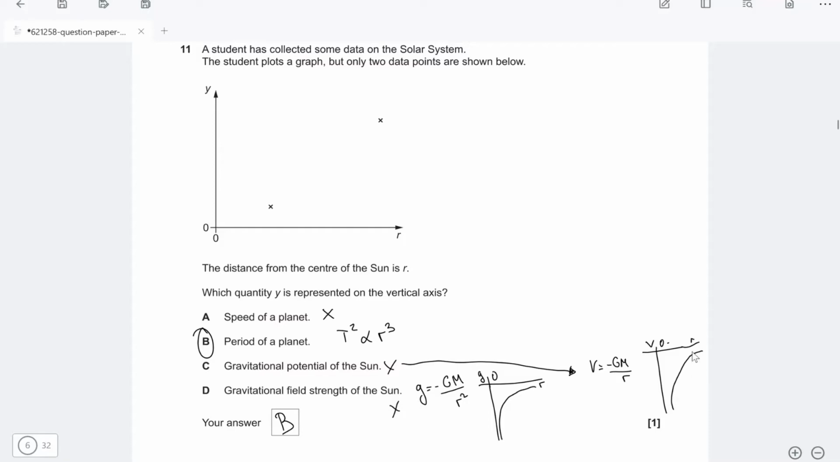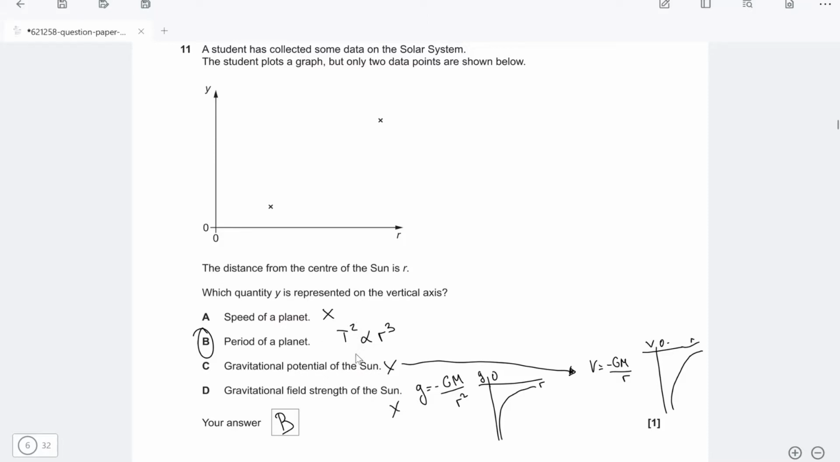So it will look something like this. And the data points should be in this negative region, so it cannot be the gravitational potential. Incredibly similar for the gravitational field strength. It has a very similar curve, and it's negative because g is equal to minus GM over r squared. So it cannot possibly be C or D, therefore it has to be B.